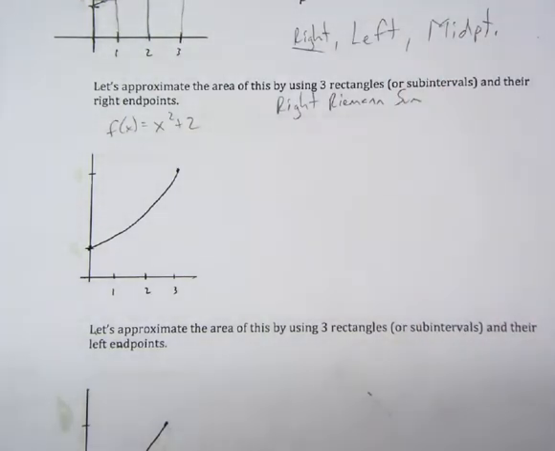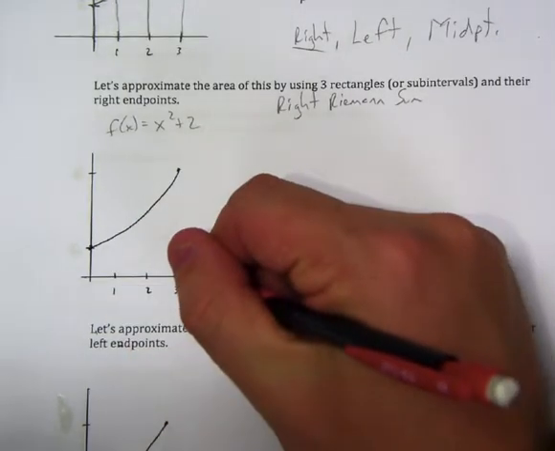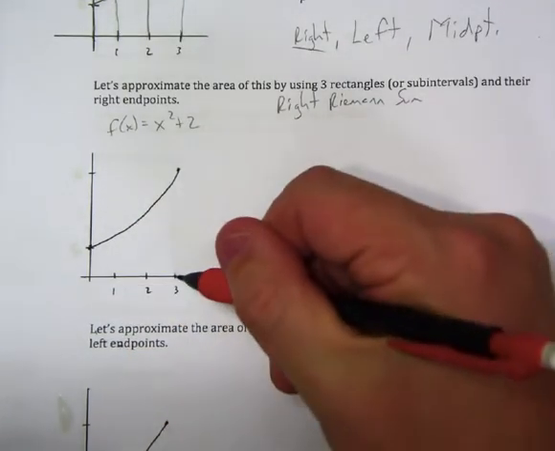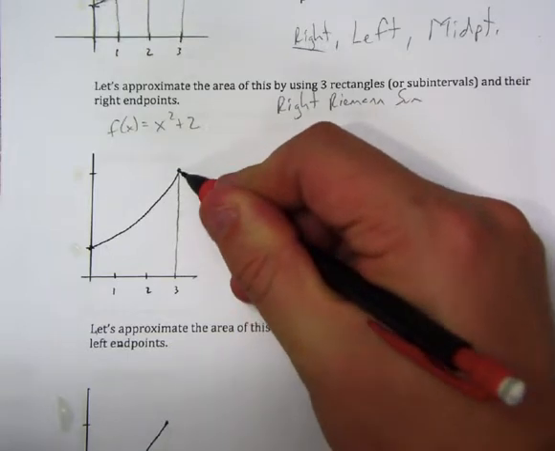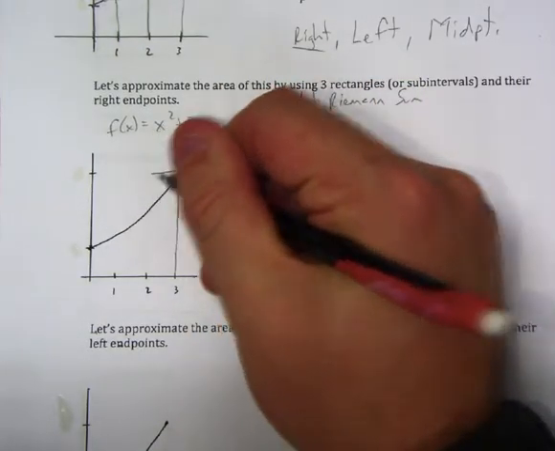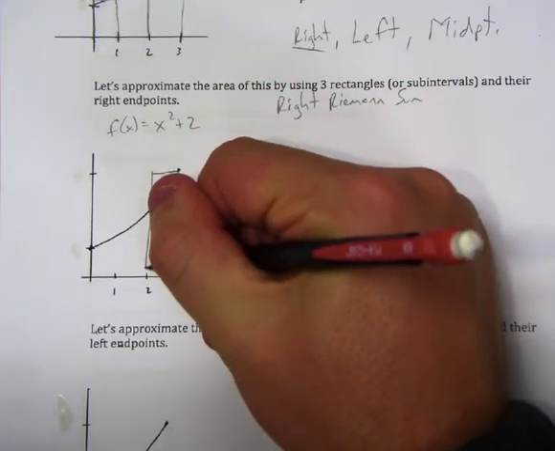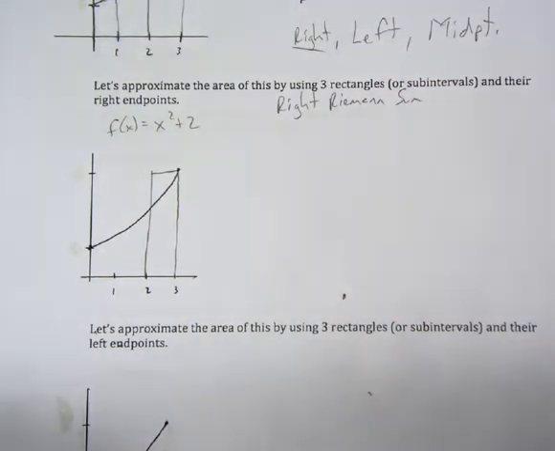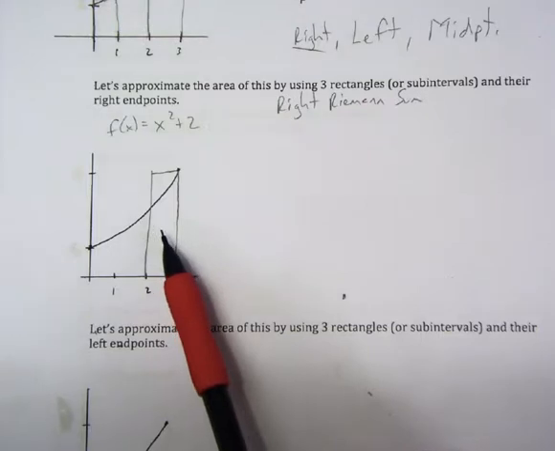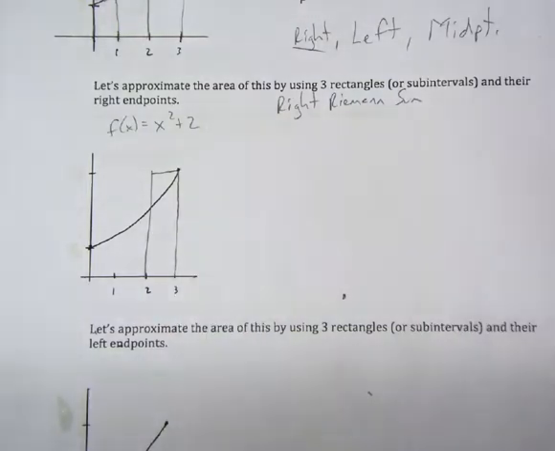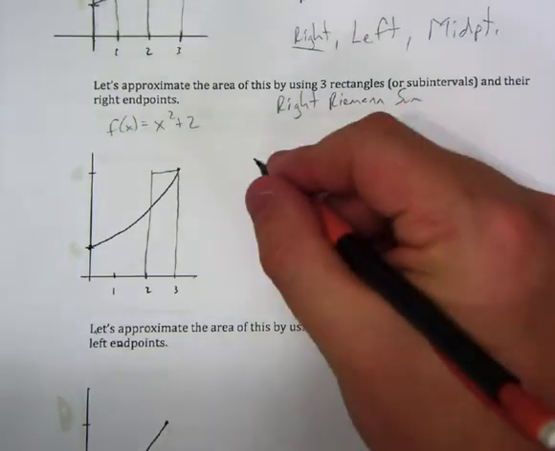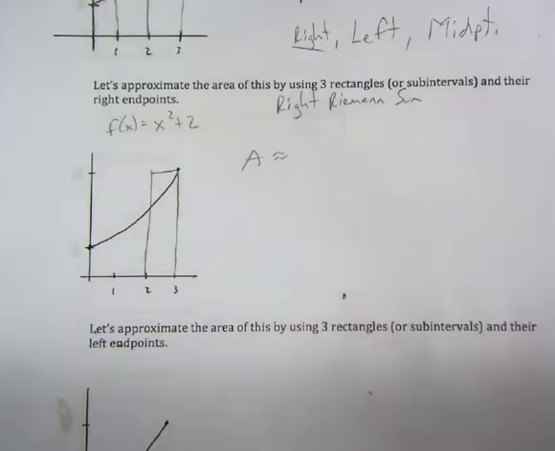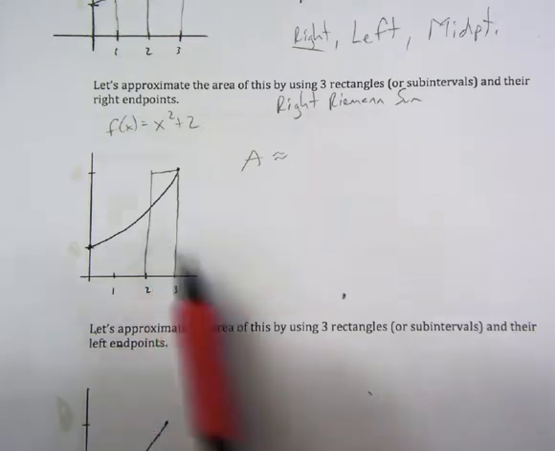So again, just like I did up above, I'm going to start at 3 on the right endpoint. I go up till I hit the curve. I go over till I get to 2, and I go down. Okay, now the question is, how do we find the area of this rectangle? That's the whole point of this lesson, is we're finding areas of rectangles and then adding them all up. So our area is going to approximately be this. Well, I want to find the area of this rectangle.